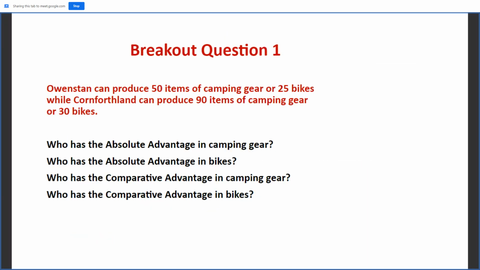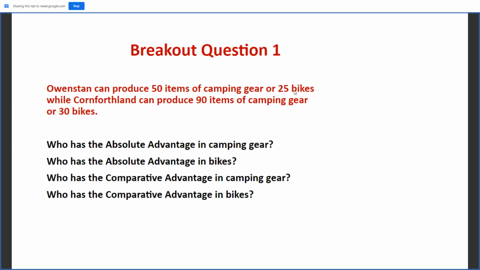We got Owen Stan and Cornforthland, and we're producing camping gear and bikes. So who had the absolute advantage in camping gear? Well, that one went to Cornforth on both of them because he can produce 90 to my 50, and he can produce 30 bikes to my 25. Why? Because Cornforth is the boss. And so he's got absolute advantage in both.